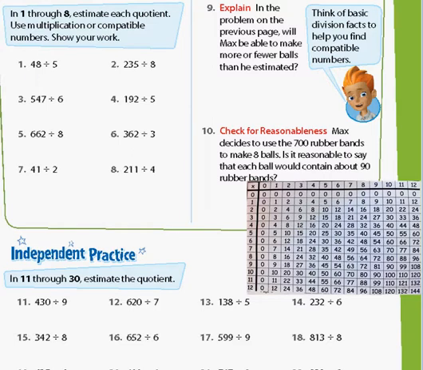Okay, I have my dividend right here. It's 48, and my divisor is 5. So I'm going to use my multiplication chart and look for a number that's close to 48, because I know that 48 is not divisible by 5. I'm going to find the 5 on my multiplication chart and follow it over until I get to a number that's close to 48, and 50 is really close to 48. So we're going to say that 48 divided by 5 is about 10.